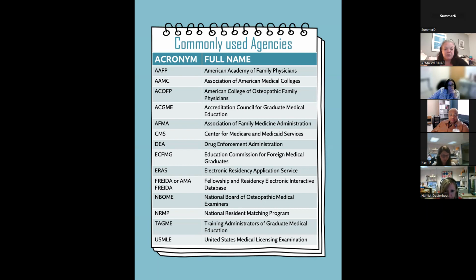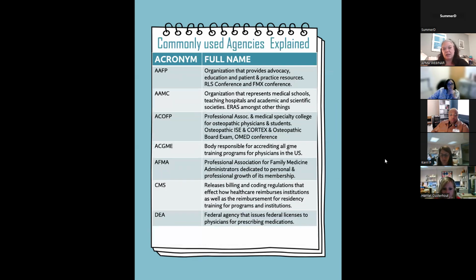NBOME, National Board of Osteopathic Medical Examiners. The NRMP, National Resident Matching Program. TAGME, which is Training Administrators of Graduate Medical Education, and USMLE, United States Medical Licensing Examination. So just to break those things down, this is just a little blurb about each one so that you can kind of keep them straight.